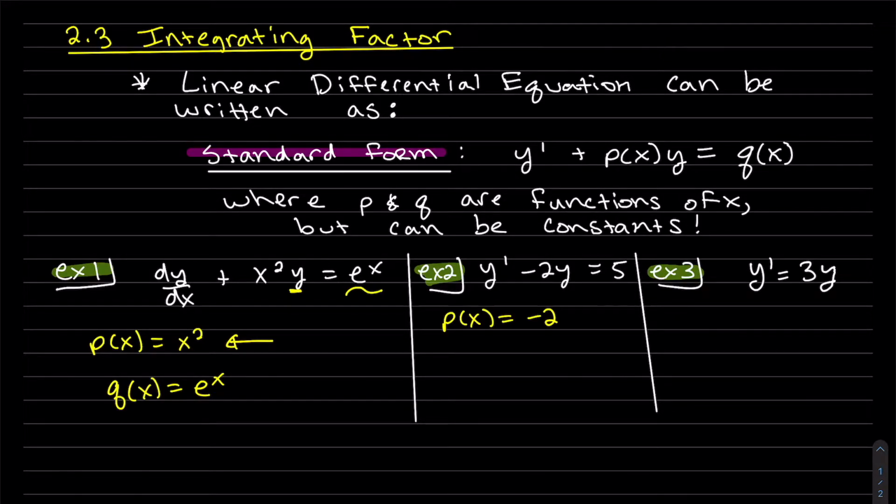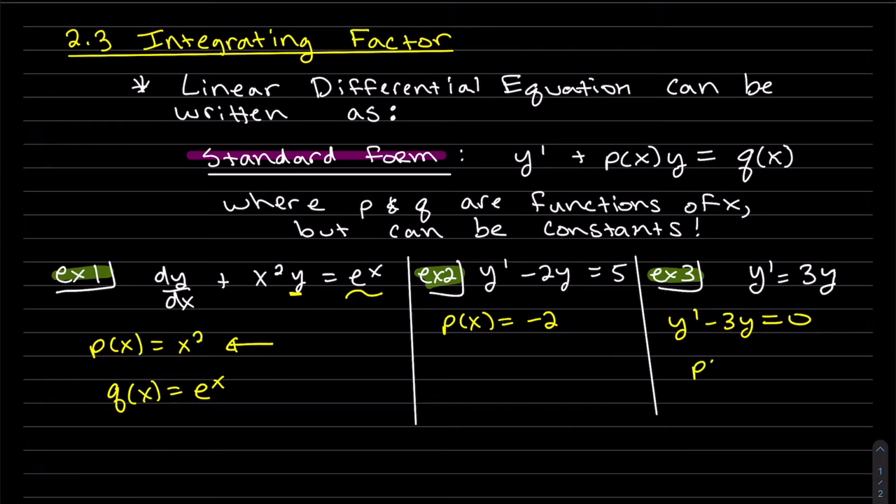So this, we can see the function in front of y is minus 2. Don't forget that negative. And here we have to rearrange this. P of x is equal to minus 3. Again, I stopped writing out q of x because you really don't need to name q of x at all.